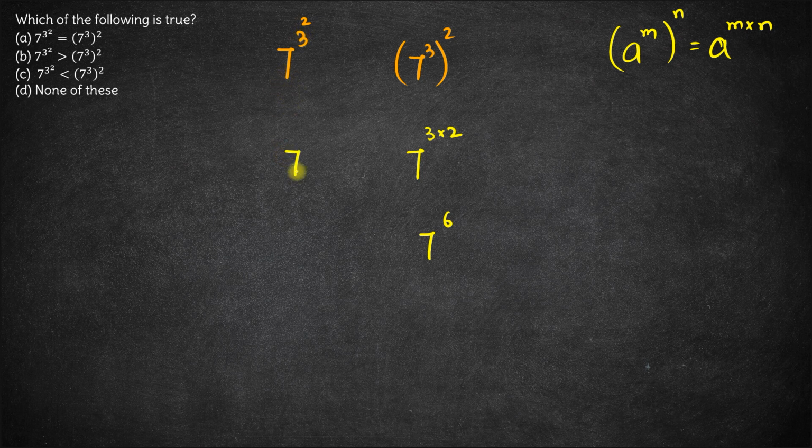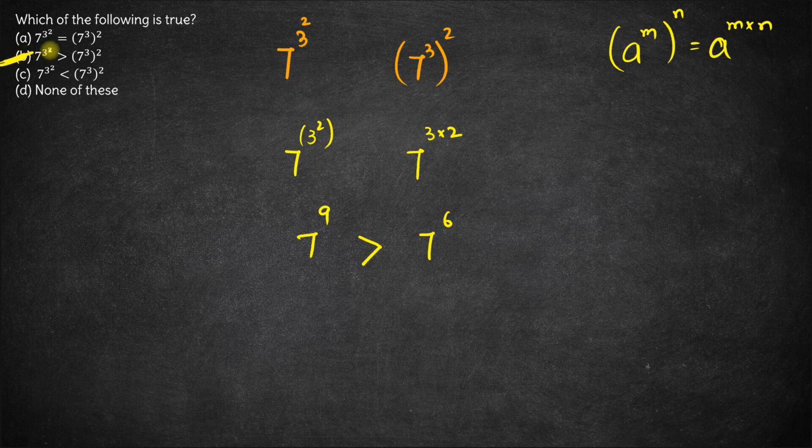So this number is effectively 7 to the power 3 square, actually. 3 square is 9, so this is 7 to the power 9. So one of the terms is 7 to the power 9. The other term is 7 to the power 6. And obviously 7 to the power 9 will be greater than 7 to the power 6. Hence the correct answer to this question is option B.